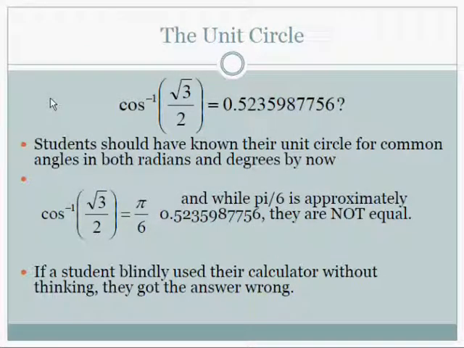For our second part, I asked if the inverse cosine of root 3 over 2 was 0.5235987756. So, the answer is false because the answer is pi over 6. The inverse cosine of root 3 over 2 is pi over 6. And I know that pi over 6 is approximately 0.52359, etc., but they are not equal. Pi is not 3.14. Pi is an irrational number that goes on forever. Pi over 6 also goes on forever.